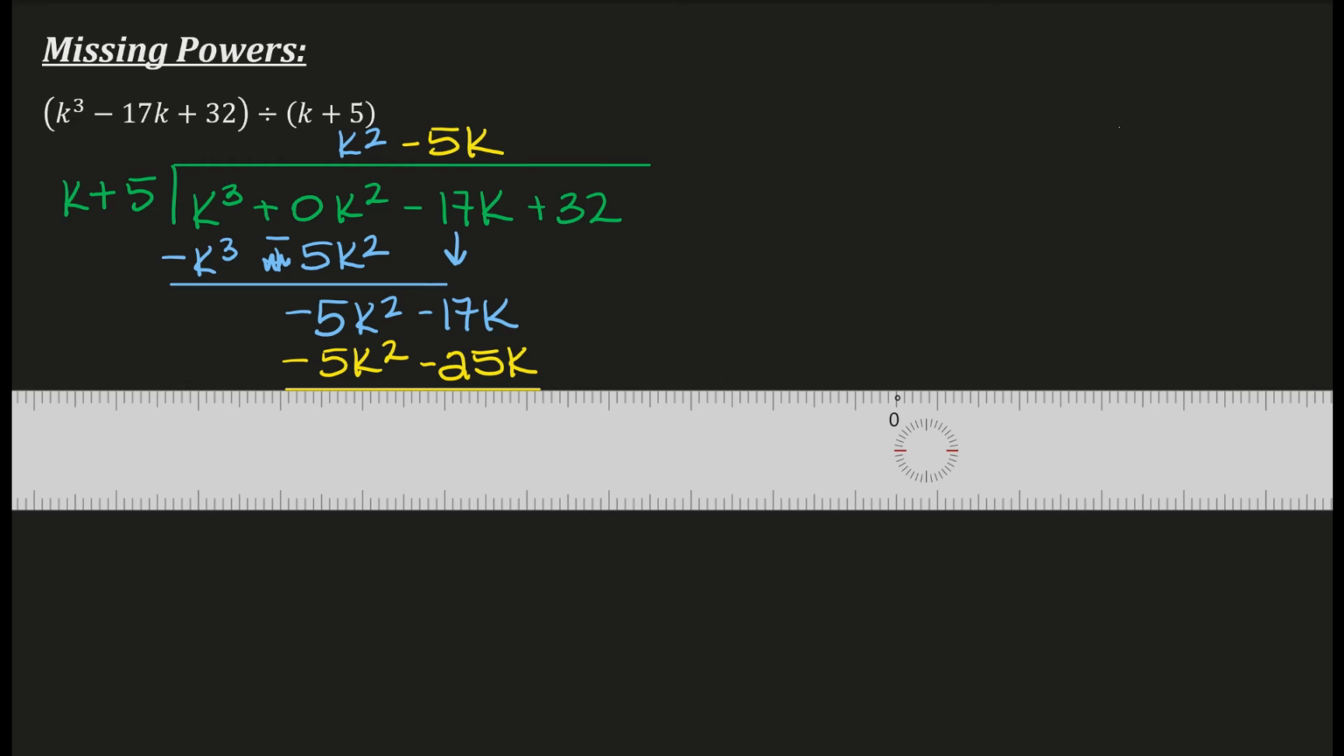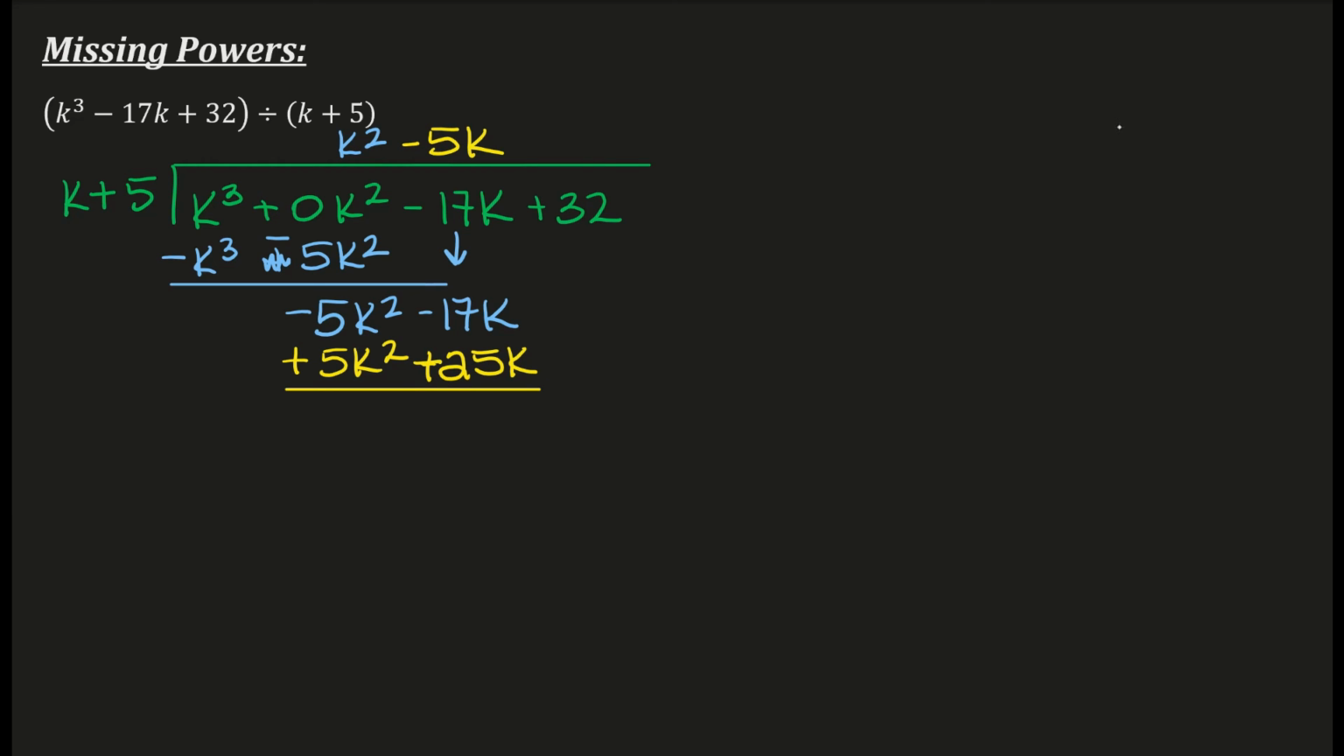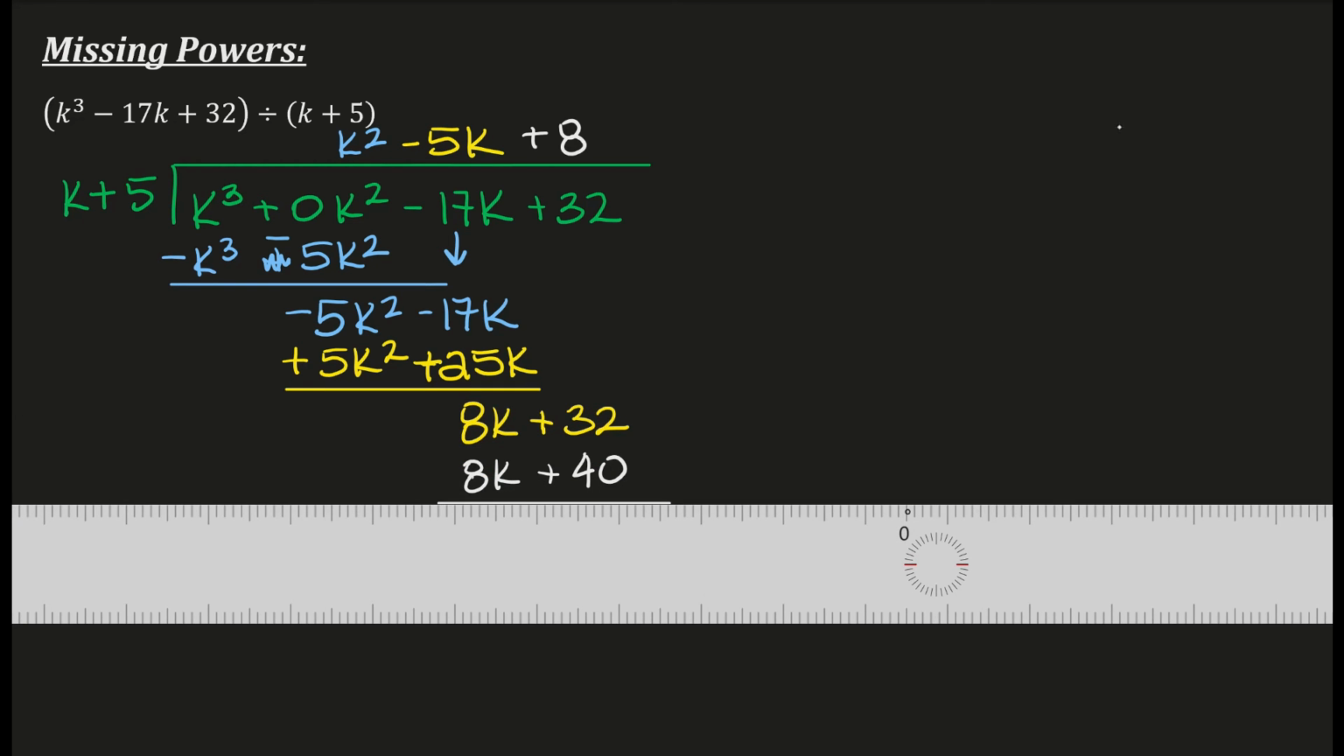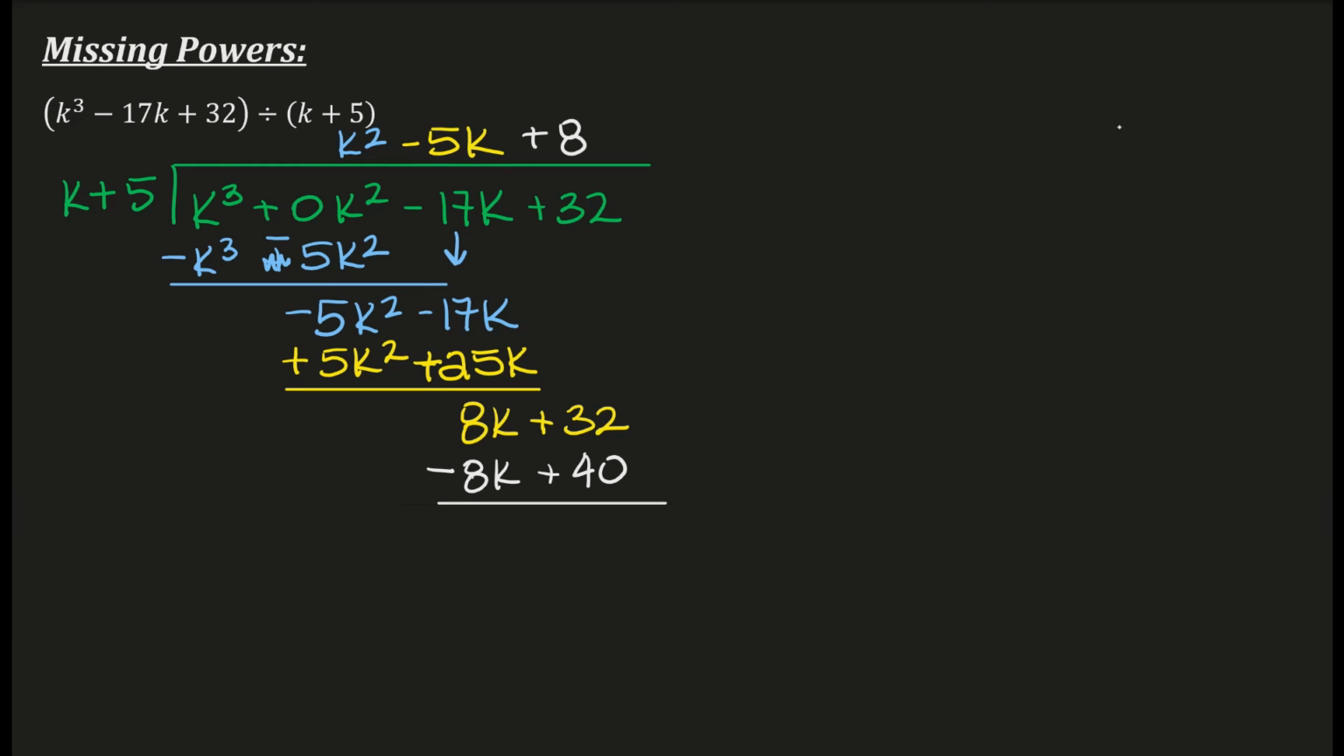Now I'll draw my line and I'll change my sign. So I'll make this a positive and this a positive. So my 5k squareds cancel and I'm left with 8k, and my 32 will come down. So I'll say, what do I multiply k by to get 8k? And that's going to be 8. Positive 5 times 8 is positive 40. I'll draw my line and I'll change my signs. My 8k's cancel and I'm left with negative 8.